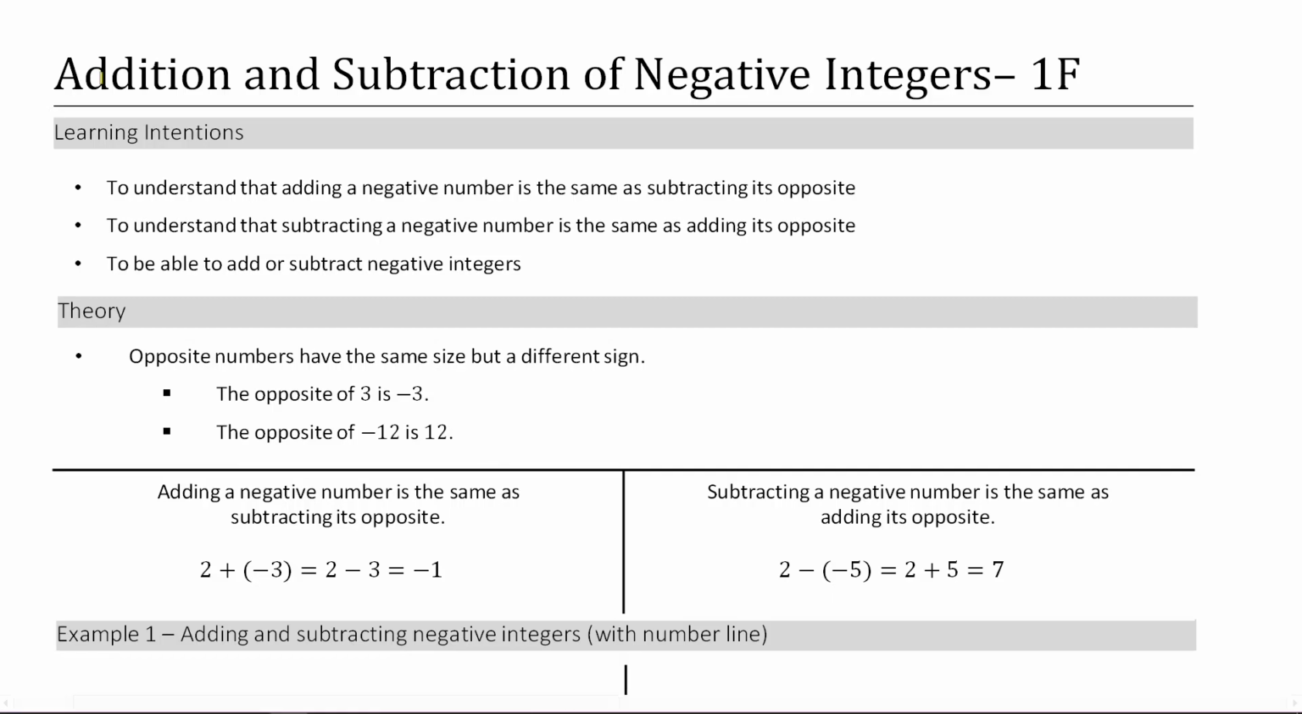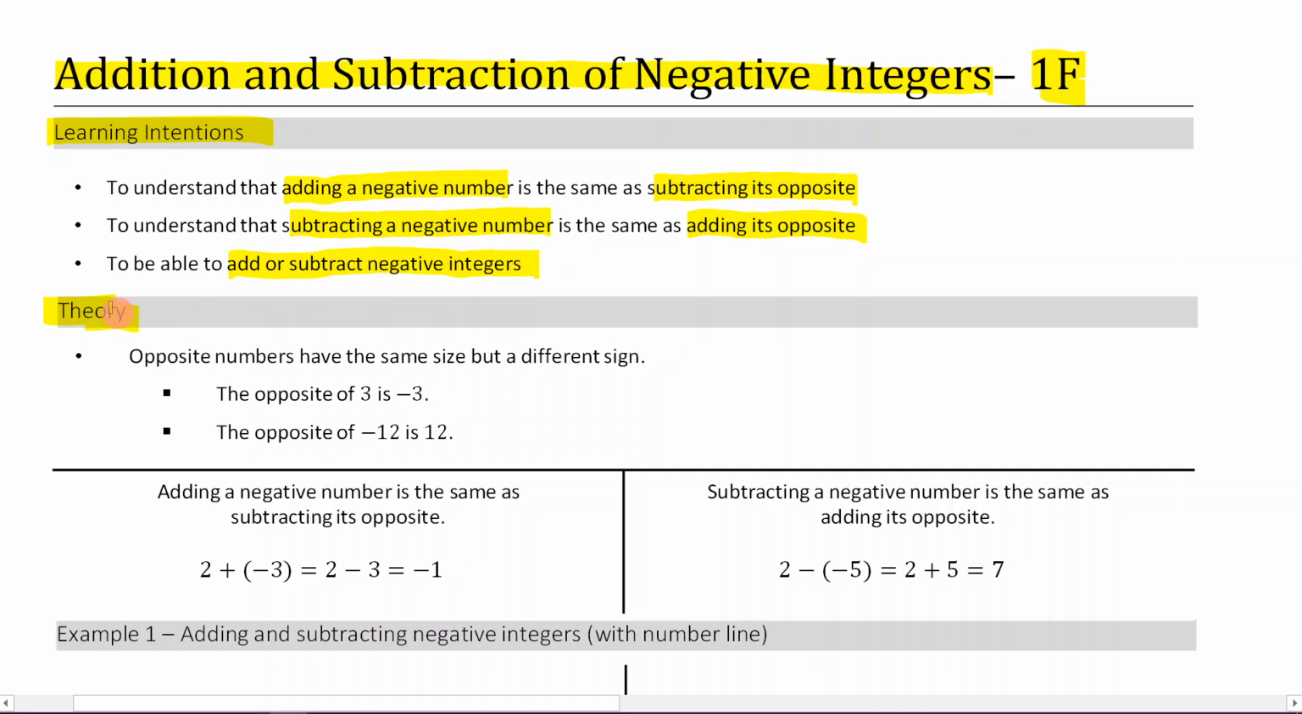Welcome. In this lesson, we're going to be talking about addition and subtraction of negative integers, and this corresponds to exercise 1F. Our learning intentions: to understand that adding a negative number is the same as subtracting its opposite, to understand that subtracting a negative number is the same as adding its opposite, and then finally to be able to add or subtract negative integers.